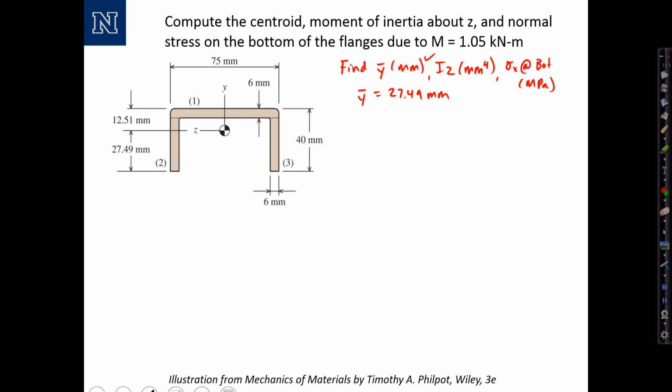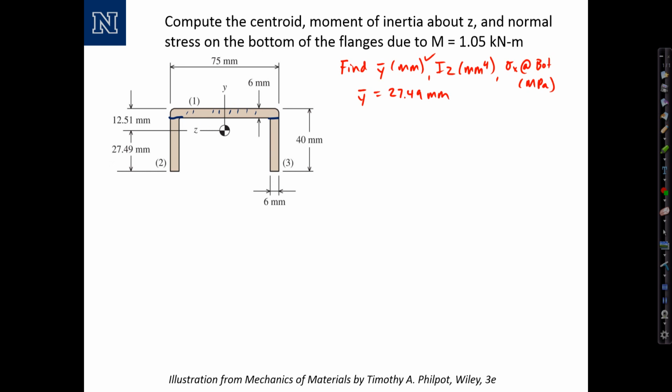In the last video, we found the centroidal distance from the bottom reference axis of 27.49 millimeters. We'll continue by calculating the moment of inertia about the overall centroidal axis. In order to do this, we divide the channel section up into different rectangles. The first rectangle being the web on the top, number 2 and number 3 being the flanges on the side.